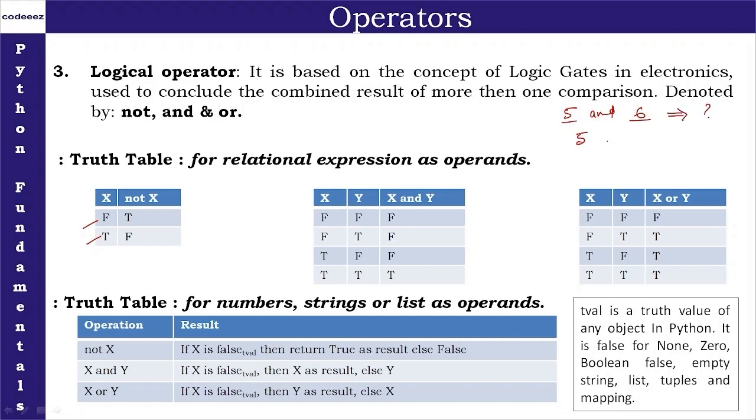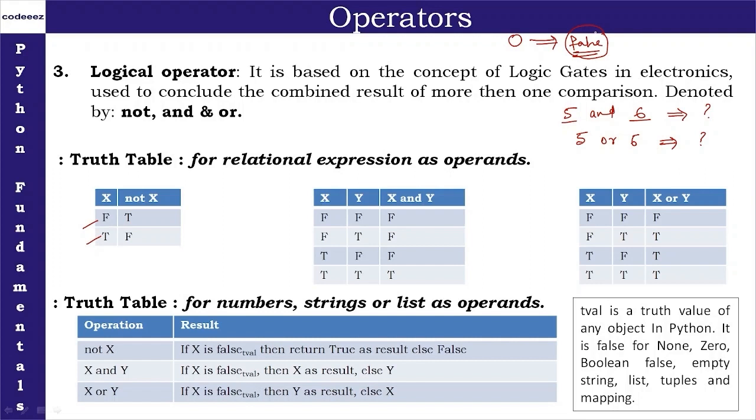If you are applying the OR operator between 5 and 6, then what will the result be? In this case, you need to understand the truth value of these objects, that is, of these integers. In the case of 0, the truth value is false, right? And your result depends on the truth value of the first operand in both cases.